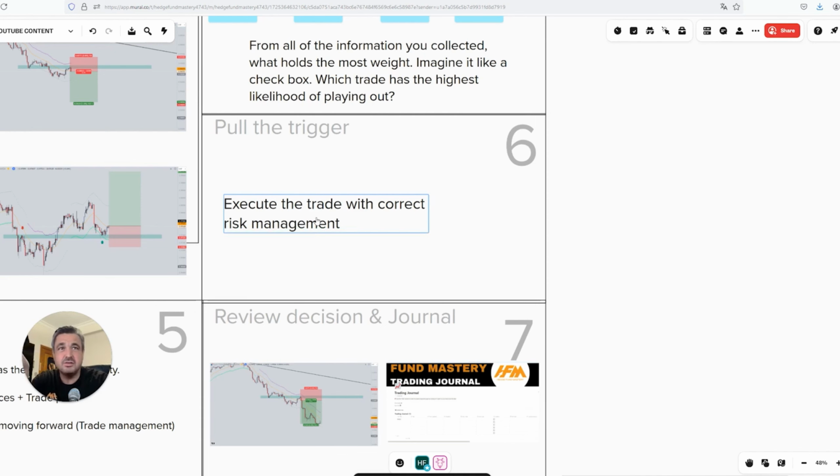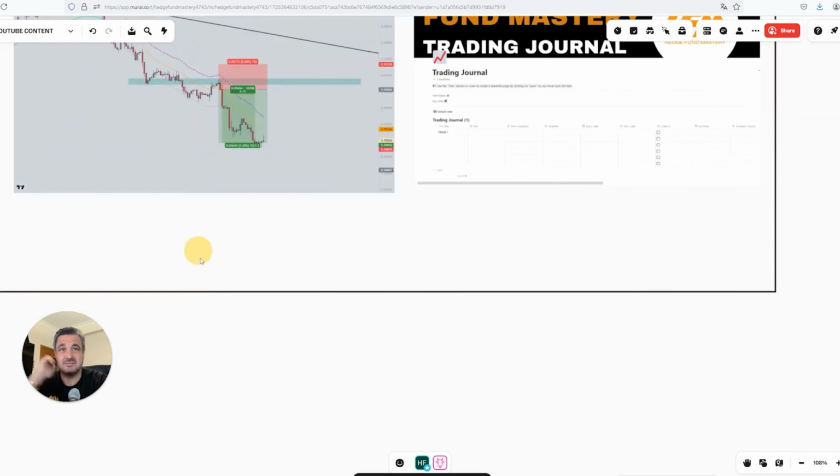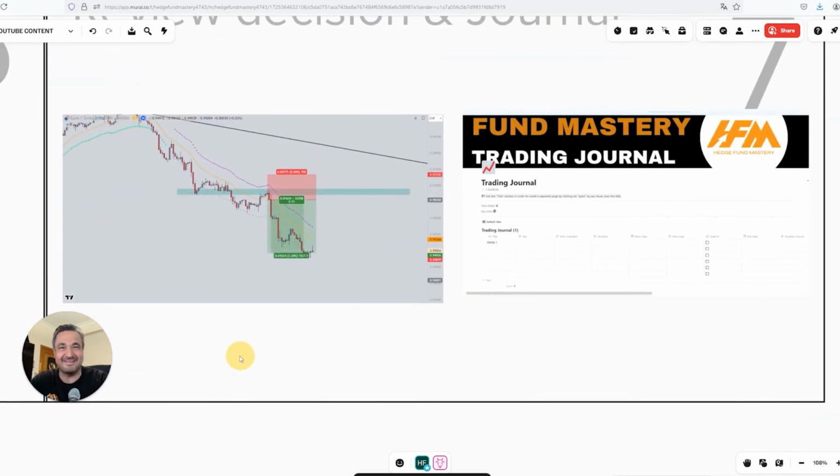And then as you execute your trade with correct risk management, you put your trade management in place. You know exactly which size you're trading, what percentages you're risking, what your targets are, when and how you will actually move your stops and take profits and all of these things. And then boom, you just do it. Okay? And then number 7, review the decision and journal. So did the trade do well? Well, yeah, obviously this trade is my trade. Of course it did well, bro. No, but you see here, profitable trade. Super nice. This is how it works.